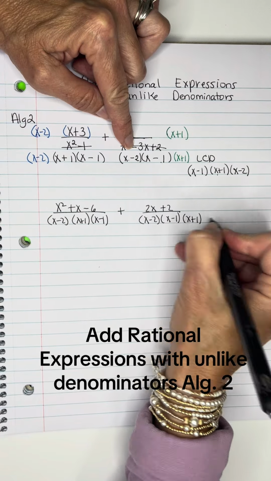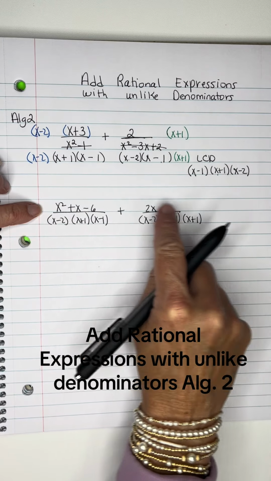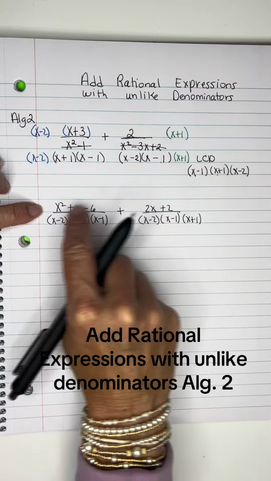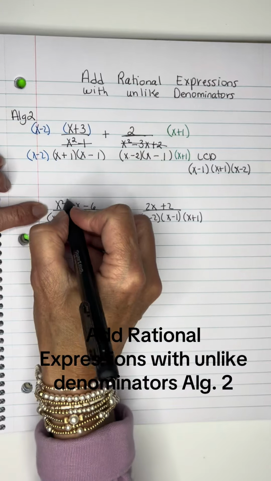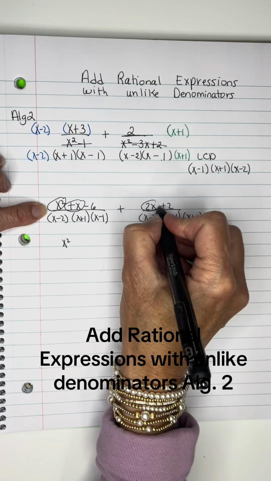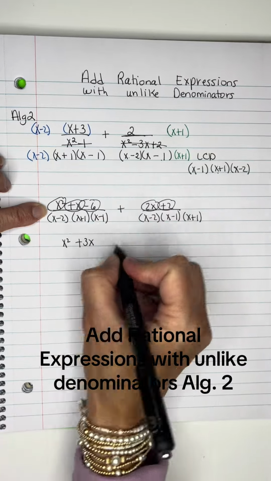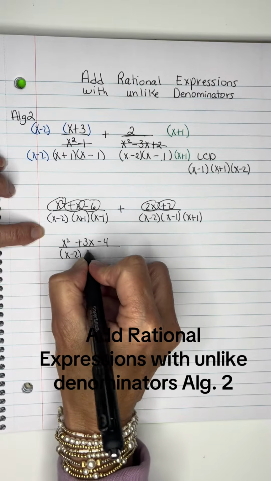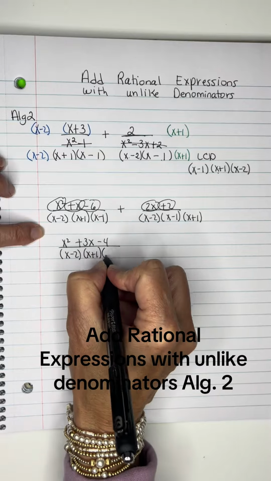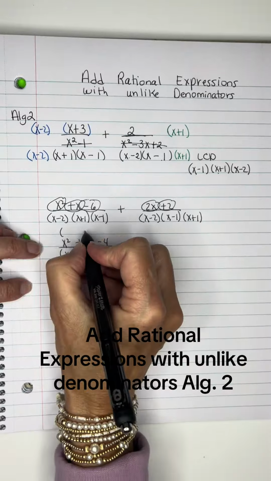All right, so now that we have that, we get to go and combine the like terms in the numerator. We only have 1x squared, so we'll write him down. This x plus this 2x would be 3x. Negative 6 plus 2 would be negative 4, all over our common denominator that we will just write one time this time. Now let's factor that.